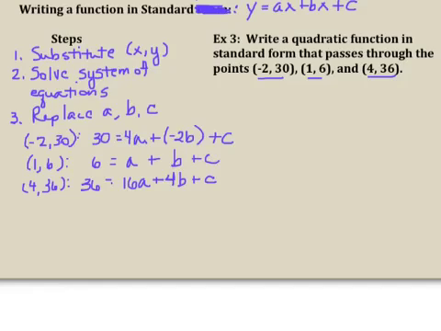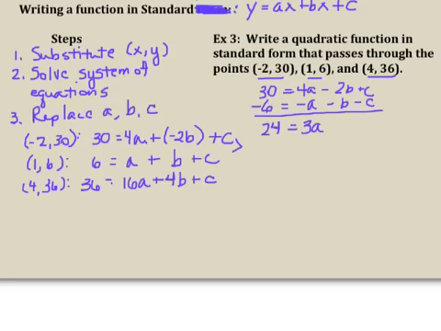So I'm going to start with adding these two, and I'm going to change the sign on the second equation. So when you add these two together, you're going to get 30 equals 4a minus 2b plus c. I'm going to change the sign on the second equation and make negative 6 equals negative a minus b minus c. So I made the decision to eliminate the c's. So I have 24 equals 3a minus 3b.